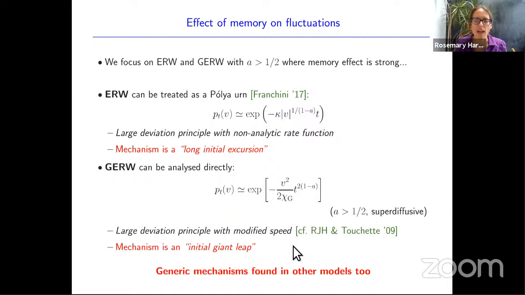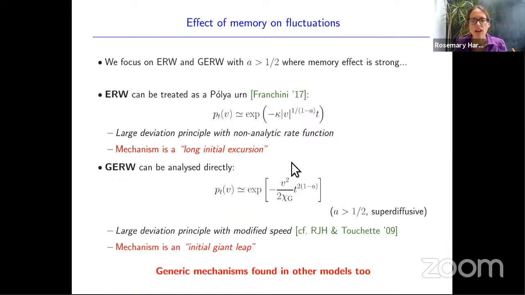So the cheapest way to achieve a fluctuation away from the average is to have just a few steps at the beginning that are absolutely huge, and then to decay with the natural dynamics of the process. And we call this an initial giant leap, but actually it's related to this big jump idea.